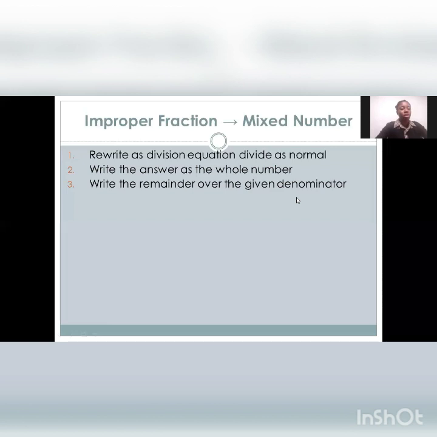What that means is, when you have a fraction, you want to rewrite the fraction as a division equation, finding out how much of the denominator will go into the numerator. Then, once you find that answer, that is your whole number. You write that down.